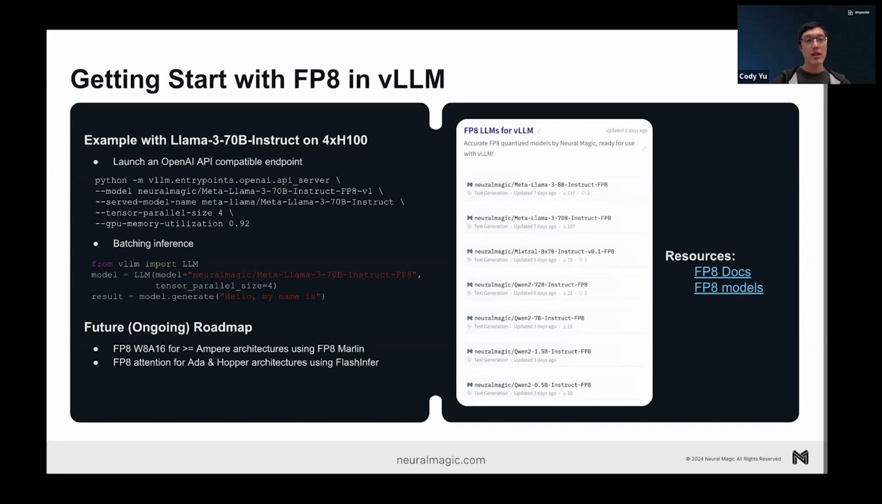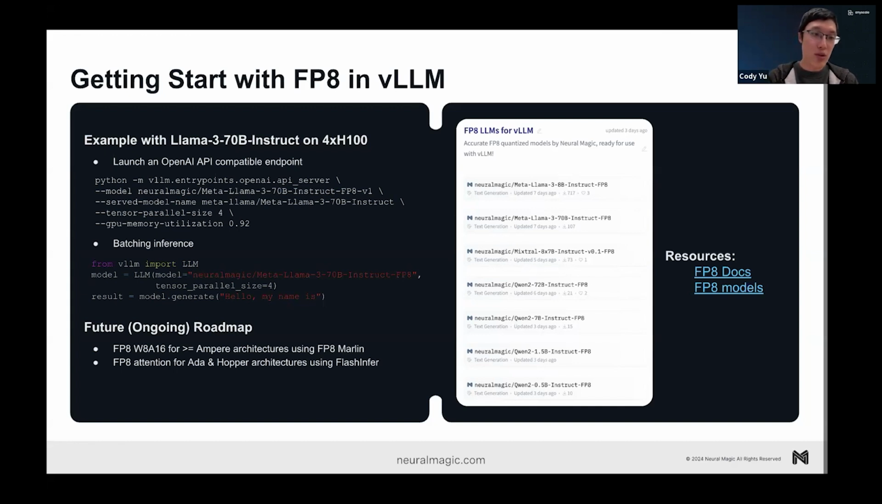Another use case is definitely batch inference. You can just write a Python script like this, load the model with tensor parallel 4, and then call model.generate to directly get inference results. On the right-hand side, there are some FP8 models for vLLM that you can directly use at this moment. If the model you're interested in is not listed here, you can definitely use AutoFP8 to quantize it by yourself. Again, this is extremely easy, so I highly recommend you play with that.